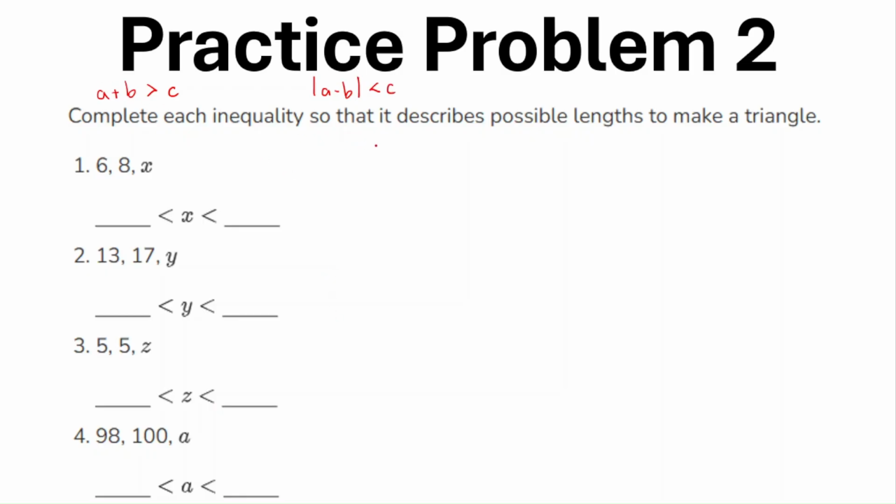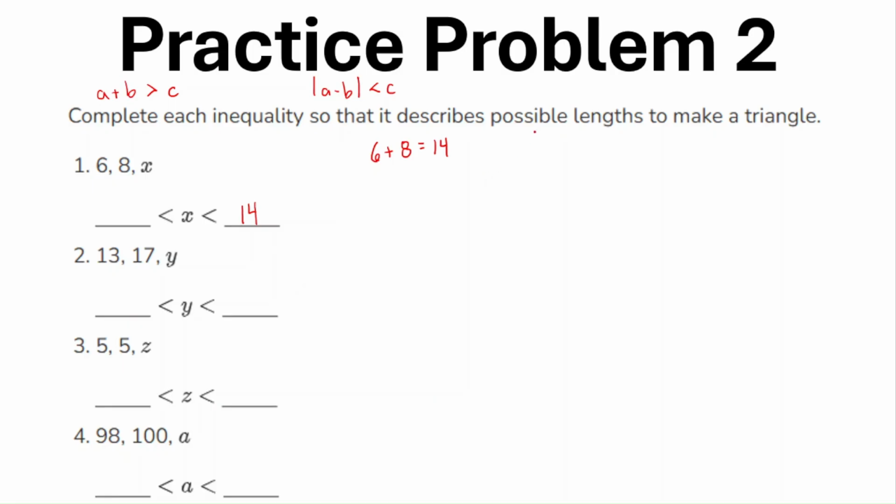So let's try the first one. We're going to say 6 plus 8 equals 14. So we know that together they've got to be greater than the third side, so x must be less than 14.